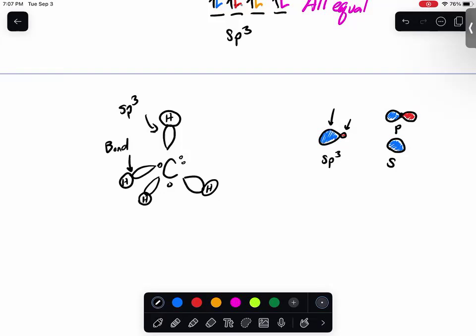Because if we were to just bond these things all willy-nilly, it looks a little weird. But whenever we bond them with these sp3 hybridized orbitals, we actually end up with a 109.5 bond angle to where all of these hydrogens are actually spaced out that way, even though it's hard to see in a 2D drawing. But this is a tetrahedral geometry.